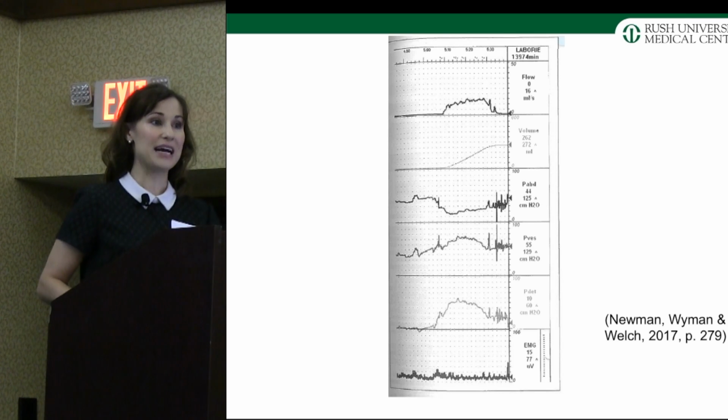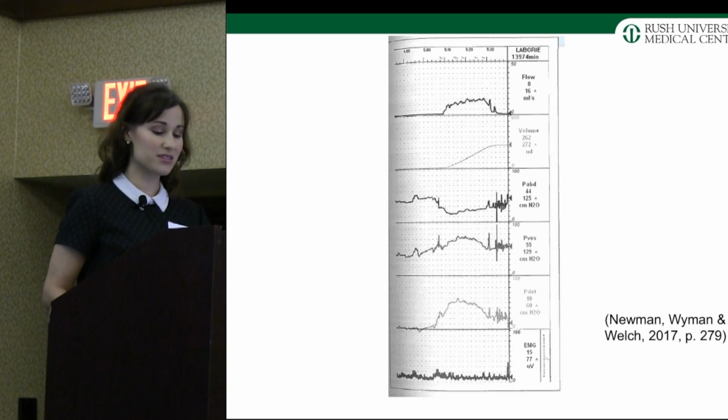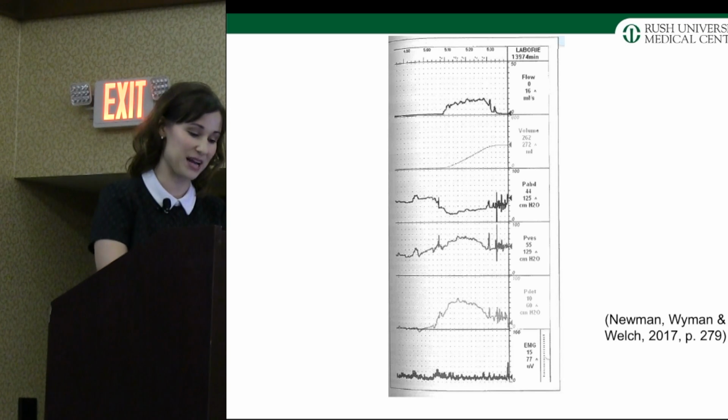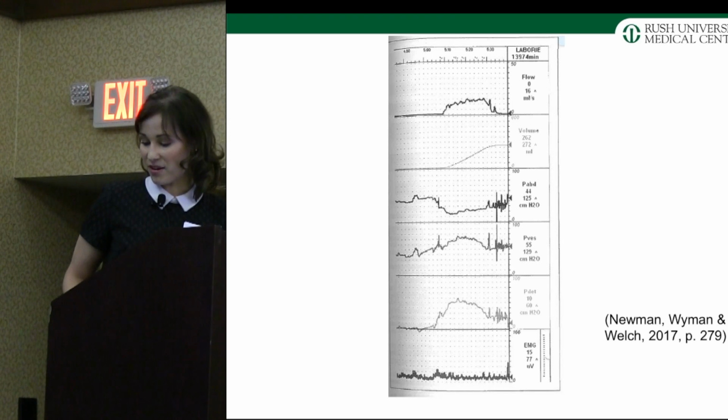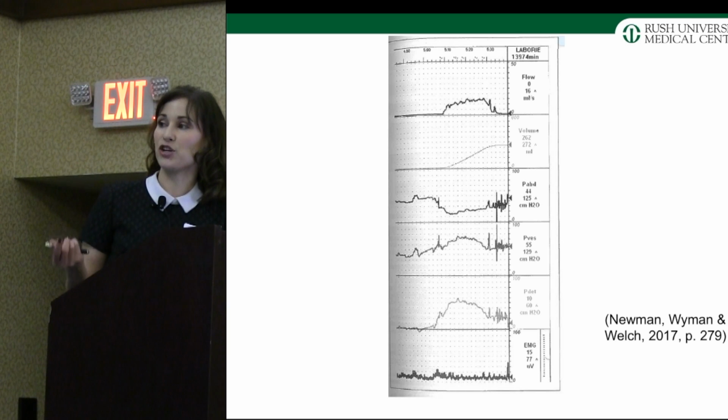I had a hard time finding a normal urodynamic study, no surprise, so I borrowed this from the core. All of them are set up a little bit differently depending on your machine, so everything will be in different orders. But this is the flow, and that's a nice bell shape there. Your volume is 262, so that's normal.